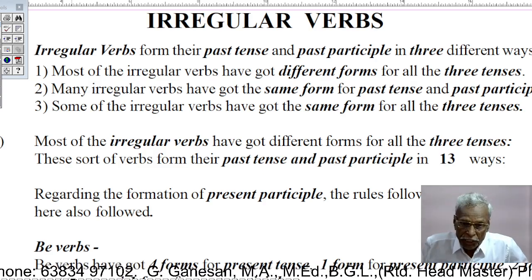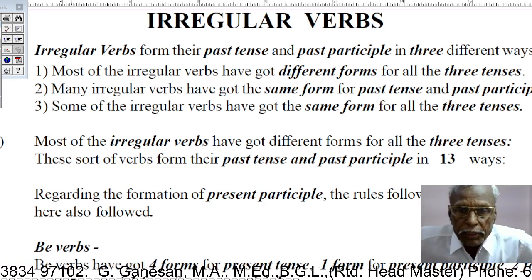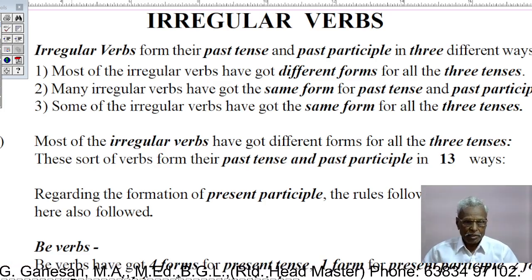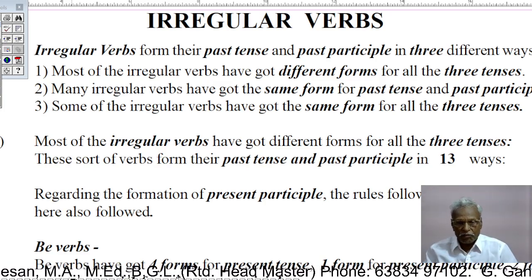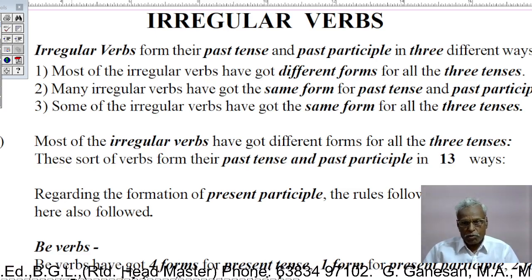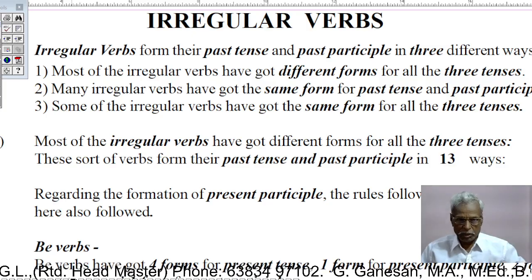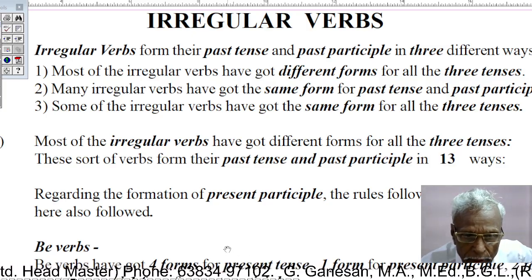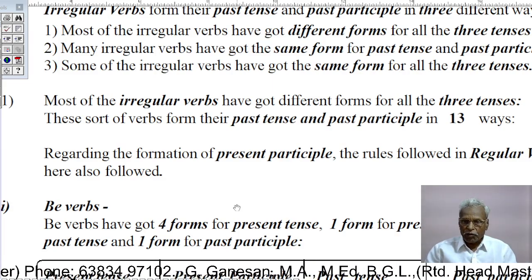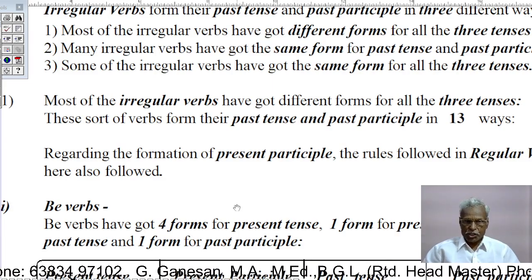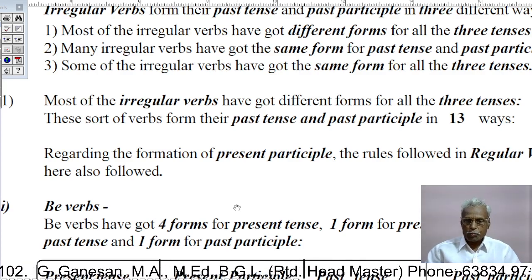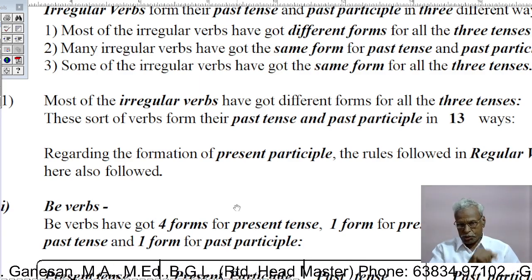Now, let us see how the irregular verbs, type 1, having three different forms for three different columns, present tense, past tense and past participle, are formed. Most of the irregular verbs have got different forms for all the three tenses. These sort of verbs form their past tense and past participle in 13 ways.